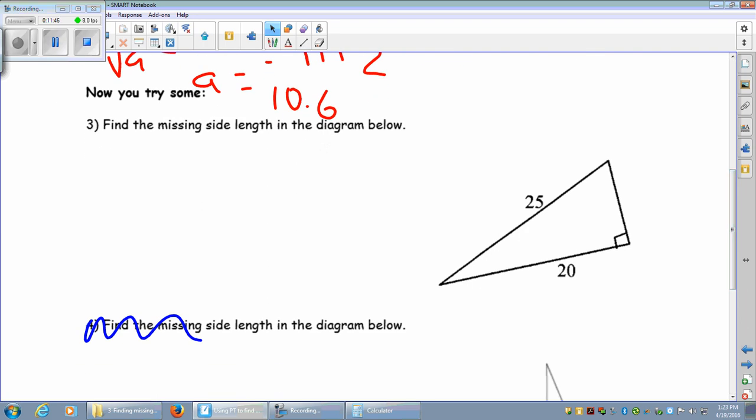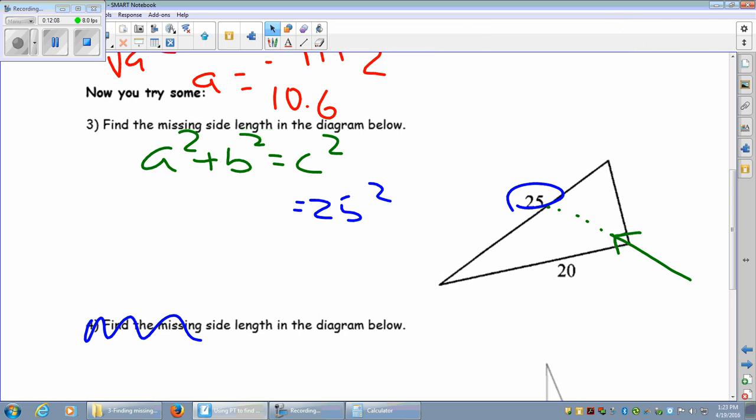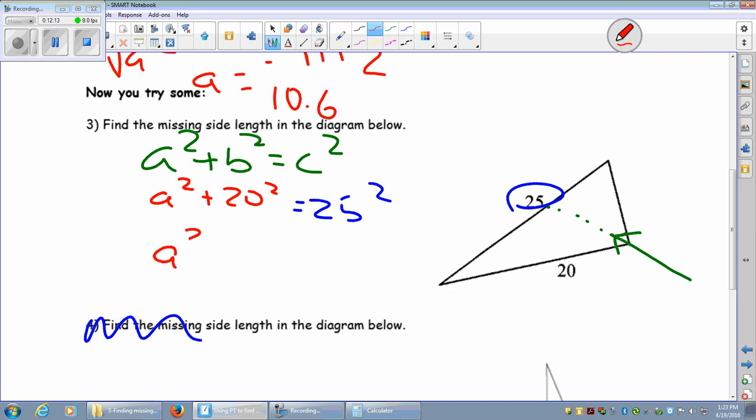Alright, so hopefully that was enough time for you to pause the video. Looking at number 3, I'm going to just right away write down a squared plus b squared is equal to c squared, just so I'm used to doing that. I'm going to find my hypotenuse, and looking at it, it looks like it's 25. So I'm going to plug 25 into my c squared. 20 to me looks like it's bigger, so I'm going to plug that into b, and I don't know what a is. So a squared plus 20 squared is actually pretty easy. You should have gotten 400. And 25 squared is 625. Hopefully, again, you did that on your calculator.